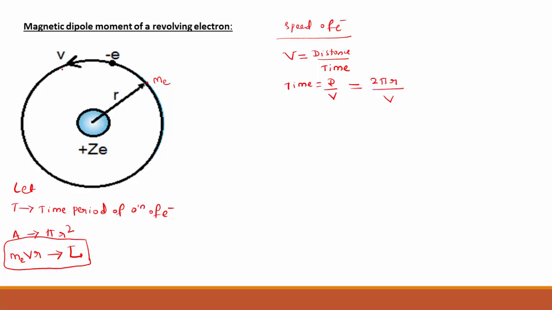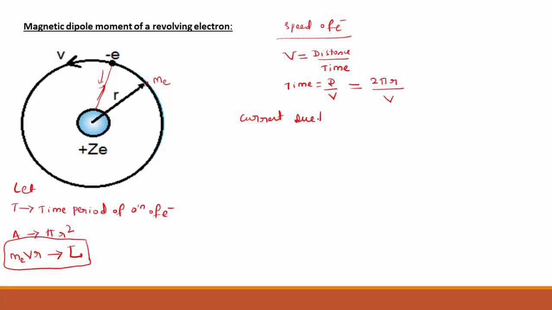When this electron is revolving around the nucleus in a circular orbit, due to the Coulomb's electrostatic force between the electron and the nucleus, the current due to the motion of the electron is produced, because the rate of flow of charge is called current.